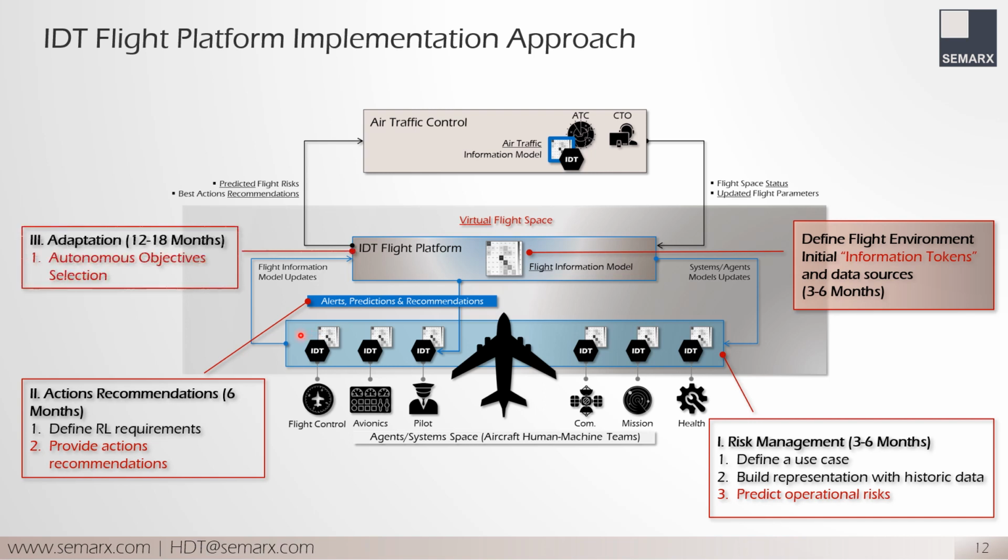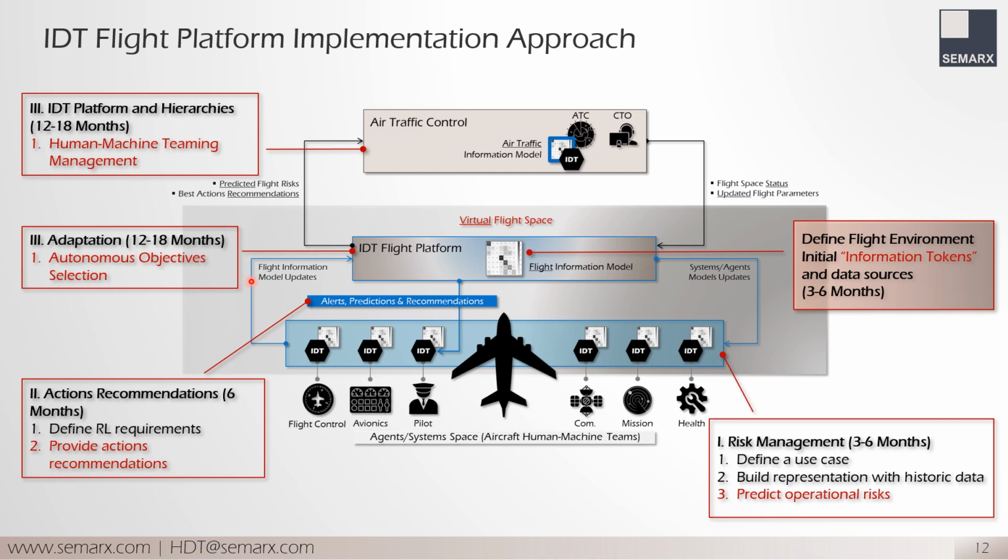The next step is to close the loop between the various agents and the reference information model on the platform level. The final step is to connect the aircraft-specific flight platform to the aviation-level control level. It should be clear that before this connection, an aviation set of information tokens needs to be defined and represented first.